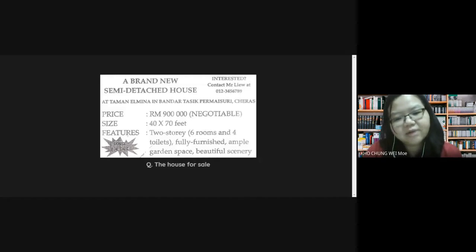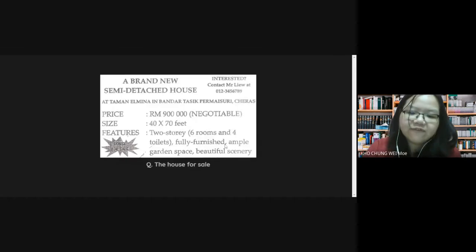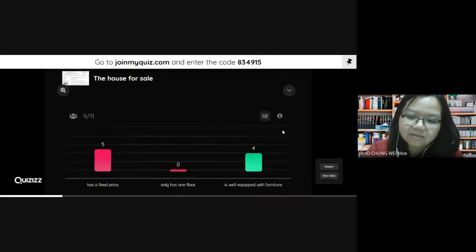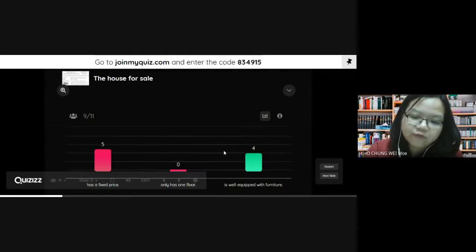Now, houses can be on sale as partially furnished, fully furnished, or non-furnished premises. If it is not furnished, it means that it's an empty house. There is no furniture inside. If it is partially furnished, it means that you have some of the furniture inside, but not all of them. For example, you might have the built-in wardrobe, but you do not have the bed. That is a partially furnished house. A fully furnished house means that you have all the necessary furniture inside. So therefore the third answer, well equipped with furniture, is correct, because of the words fully furnished.